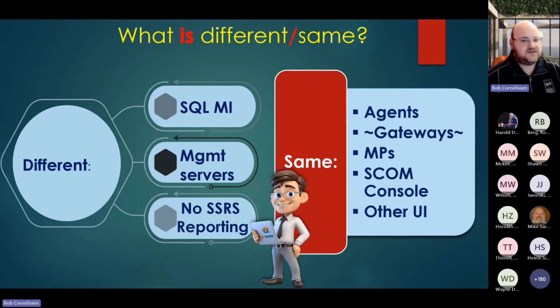Now, some things which are the same. We still have agents as we had before, and they connect to the management servers or through gateways. The existence of gateways is still here, but the story will change slightly. That's why I have those wavy lines over there. Management packs are the same thing, and we can create overrides and so on in the same ways. We have the SCOM console as we had before to connect to it, and we can make use of other ways to view SCOM data as well.